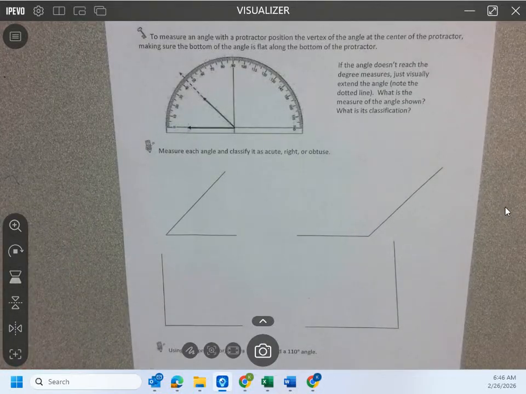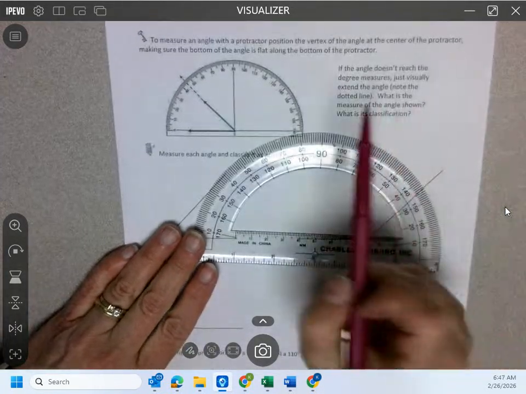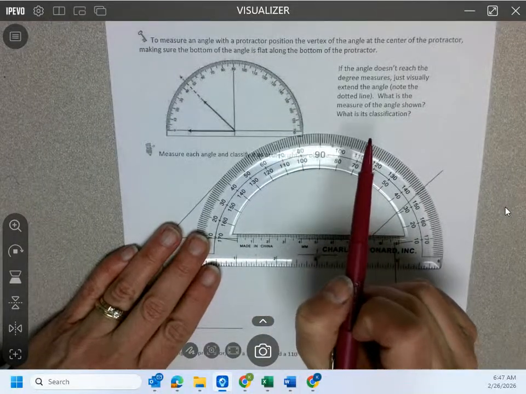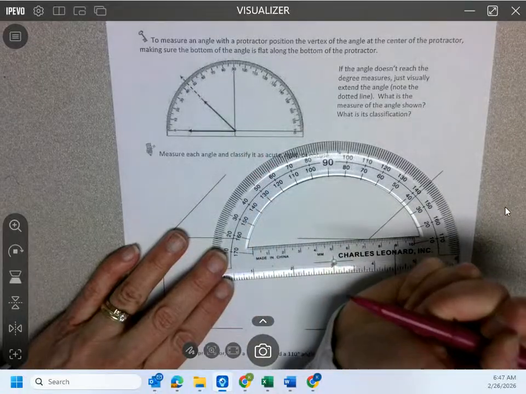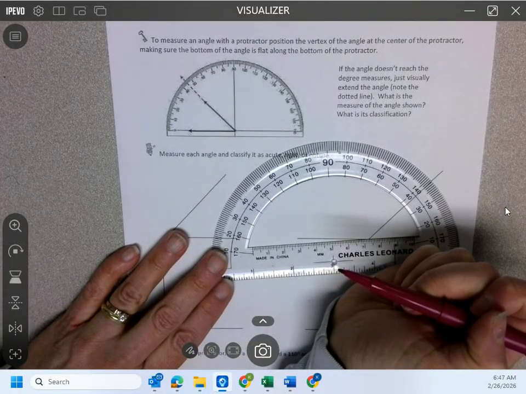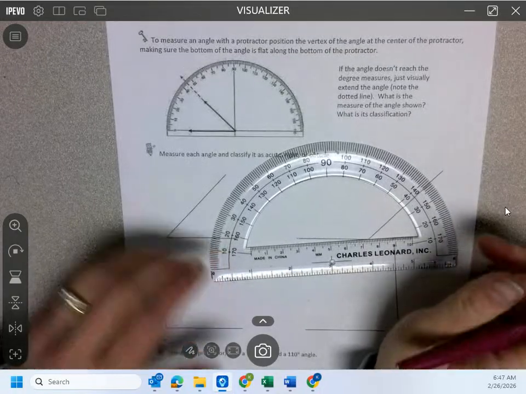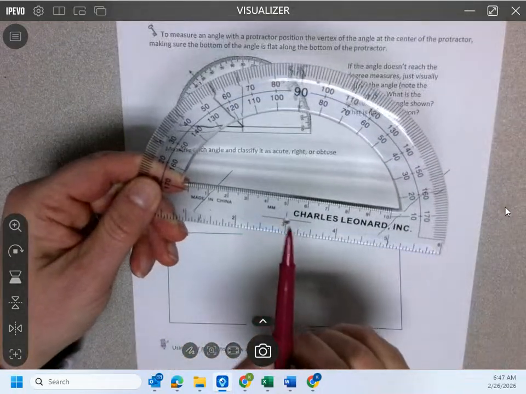So we're going to use our protractor. It says to measure an angle with a protractor, position the vertex of the angle, that point of your angle, at the center of the protractor, making sure the bottom of the angle is flat along the bottom of the protractor. So let's see what that looks like with our protractors.